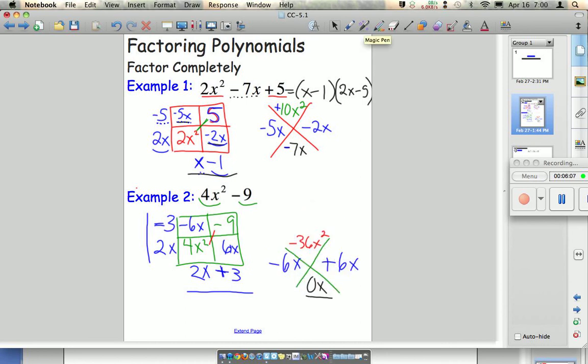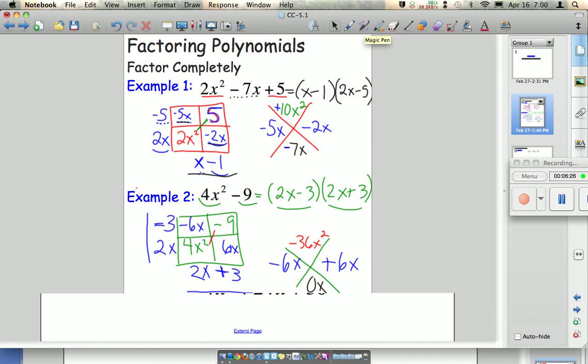So our final answer, remember, is the product. So 2x minus 3 times 2x plus 3. So whenever you're missing that x term, these two parts will be almost identical. One will be positive and one will be negative.